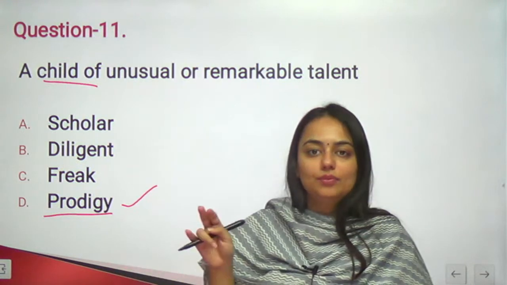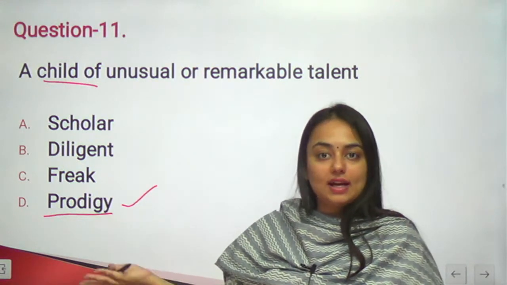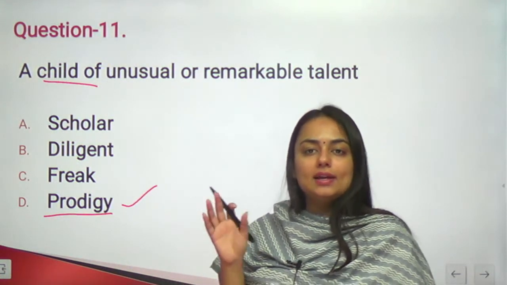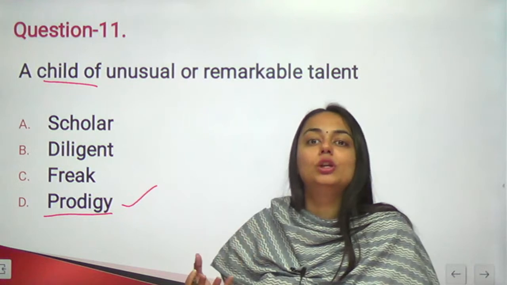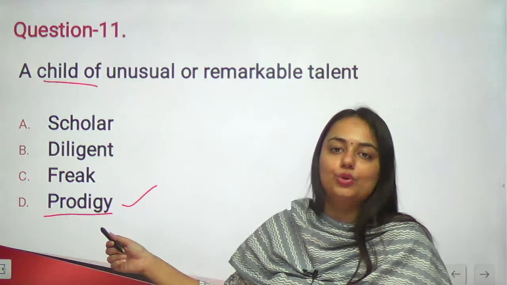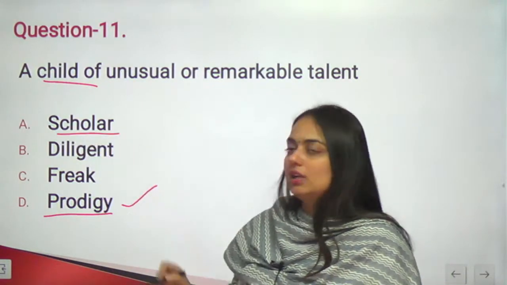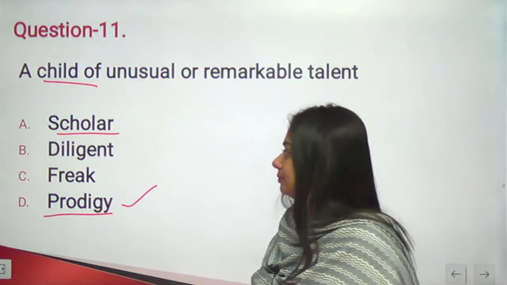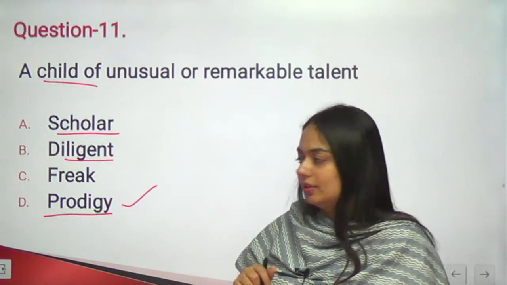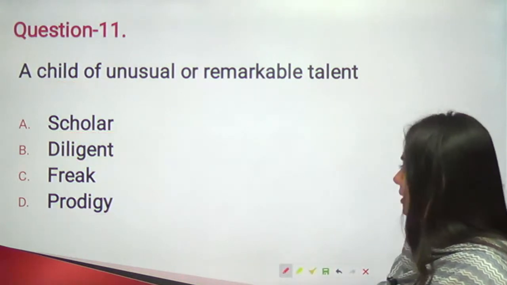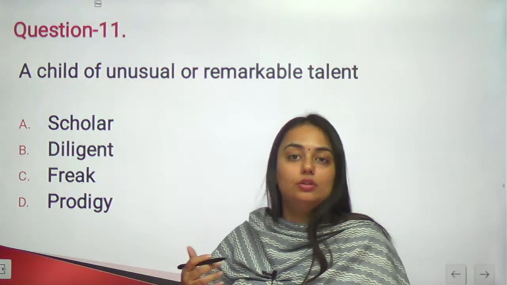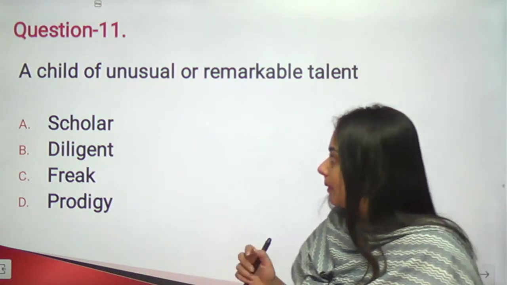If I say meet my friend's son, a Vedic math prodigy, it means he is very talented or gifted to be good in Vedic math. So prodigy is a word which you use only for a child, not for grown-ups. For grown-ups who are very intellectual, you will use the word scholar. Diligent means hardworking. Freak is a person who behaves not in a very social or ethical way.